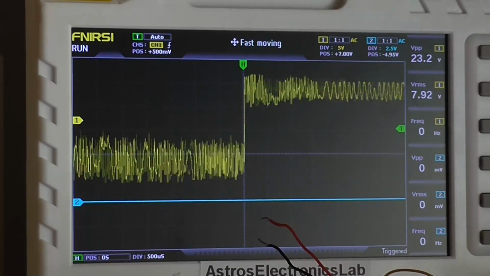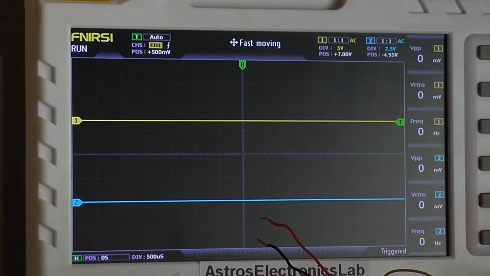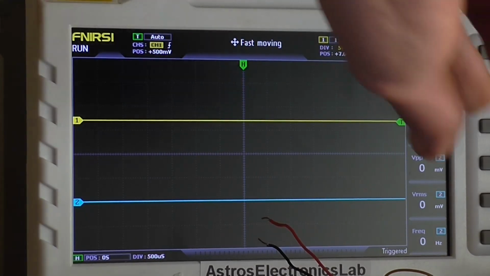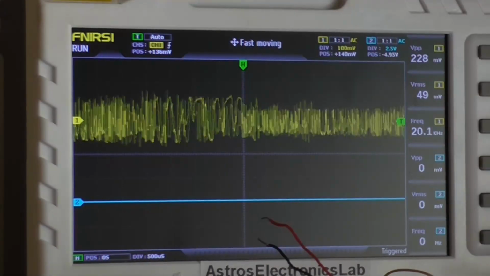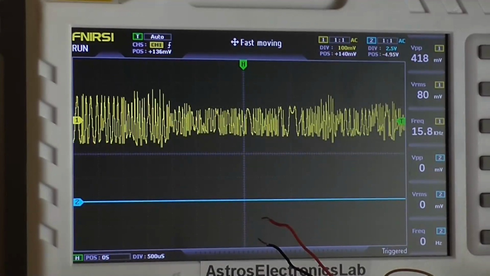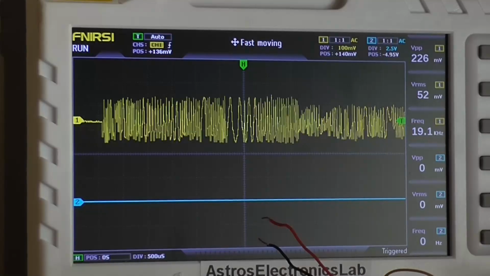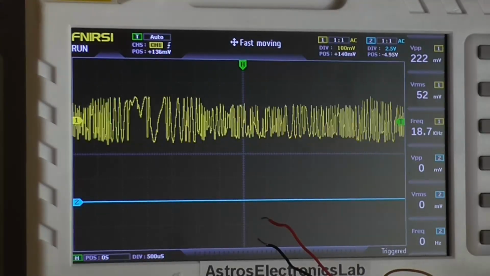If I go to times 10, which is not loading the amplifier as much, and then increase my voltage per division so we can see stuff, it is fairly noisy. But touching the input, yeah, the signal is moving around. So let me put some bypass caps in and see if that cleans that up.